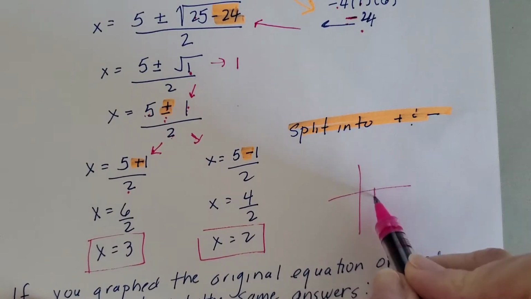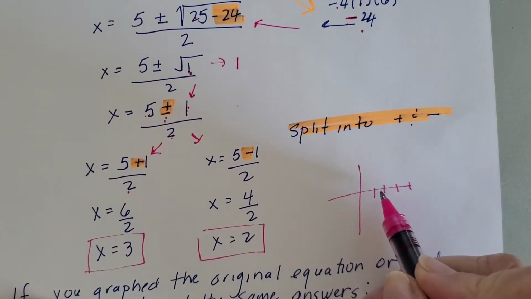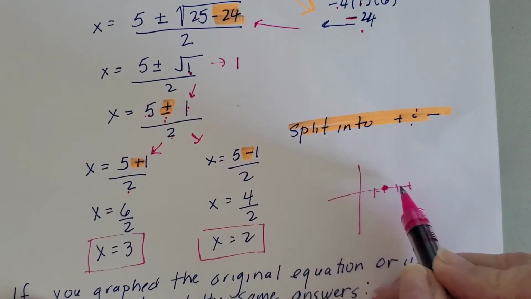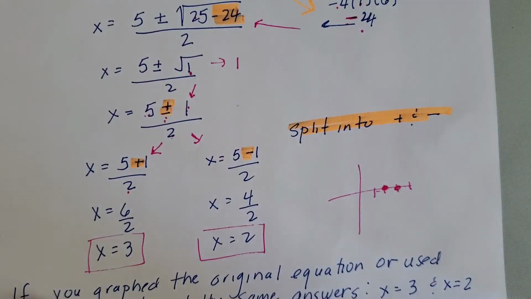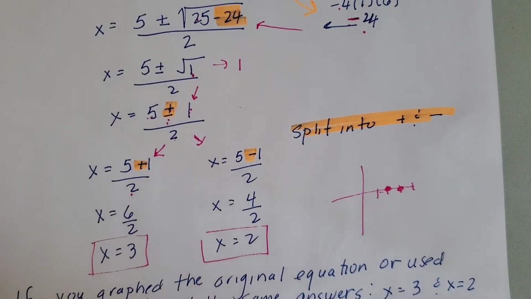When we graph, our graph would cross at 2 and 3. Our solutions would be x is 2, x is 3, just like we would have gotten if we used any of the other methods. So let's work through one of these problems together.